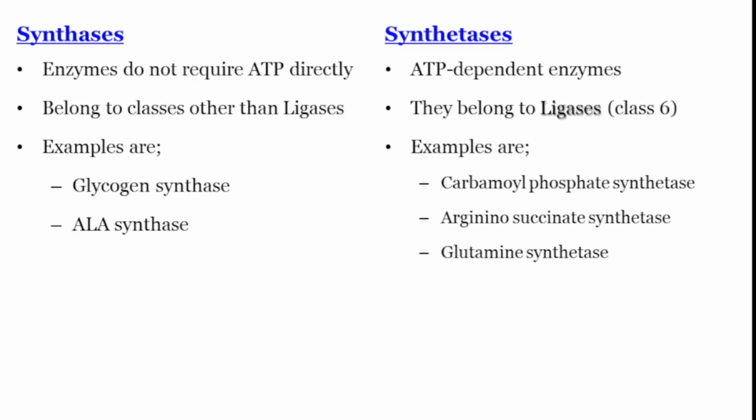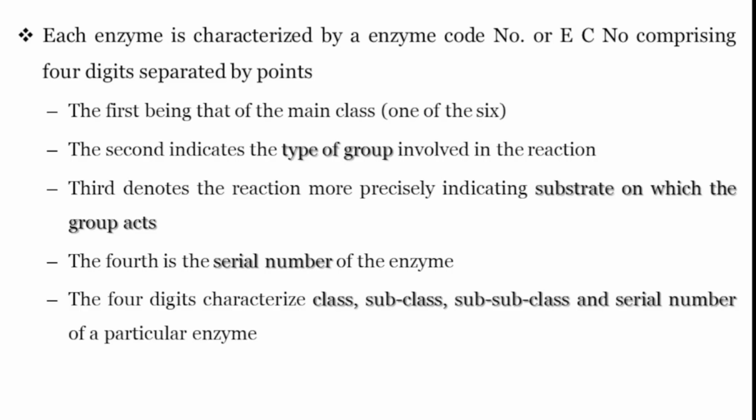Each enzyme is characterized by an enzyme commission number, which has 4 digits. The first digit indicates the main group or main class of the enzyme. The second indicates the type of group involved in the chemical reaction which is occurring. The third denotes more precisely the substrate on which the group acts. The fourth indicates the serial number of the enzyme.